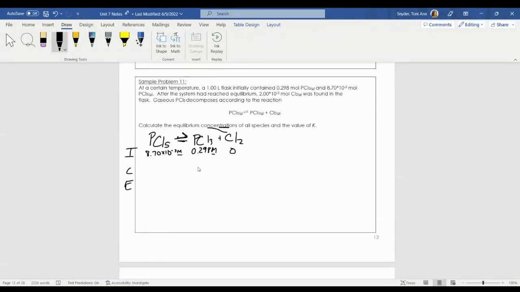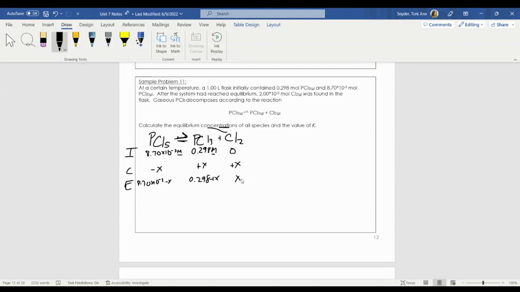So my change in concentration would be positive for the products because I have to make more Cl2. In order to make Cl2, I have to also make more PCl3 because PCl5 is what's going to decompose. So my change is going to be negative X in this case. And because it's all a 1-to-1 mole ratio, it's all the same value. Equilibrium concentrations would be 8.7 times 10 to the negative third minus X, 0.298 plus X, and Cl2 is just X there.